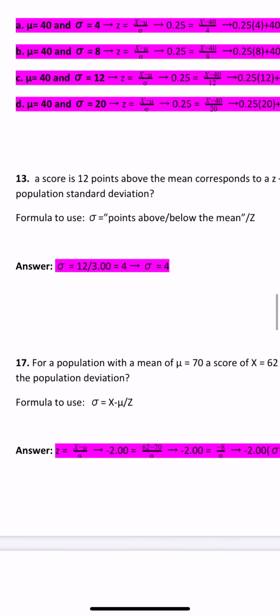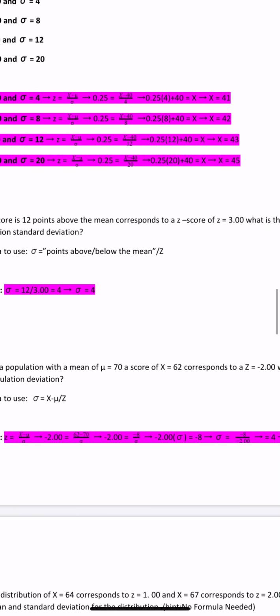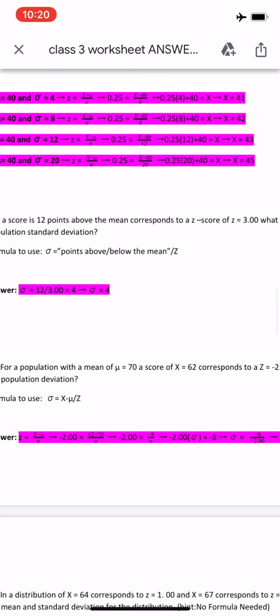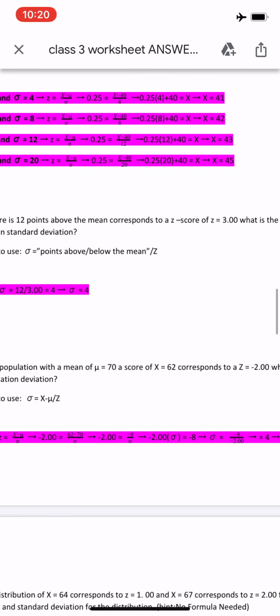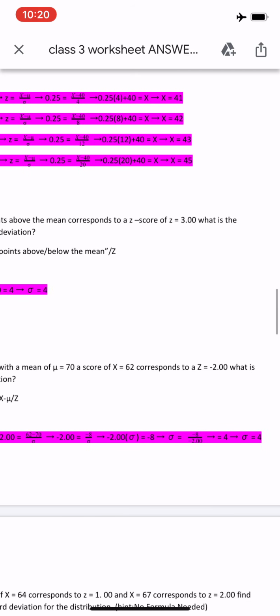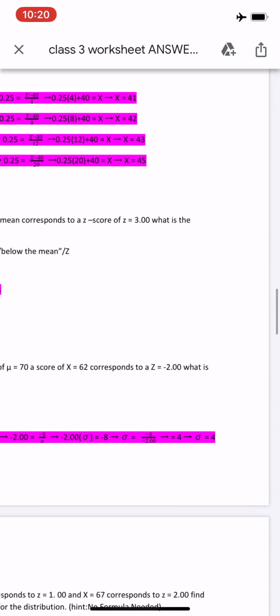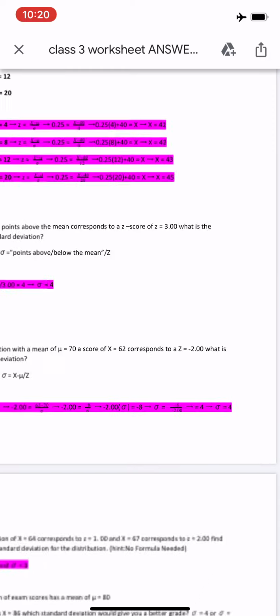So you just plug in x, 62 minus 70 equals negative 8, divided by negative 2. A negative 8 divided by negative 2 equals 4. So the standard deviation is 4.